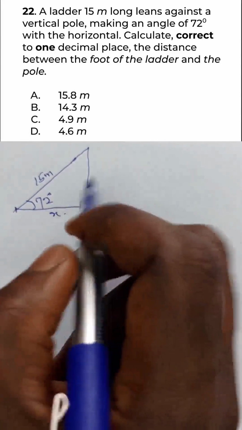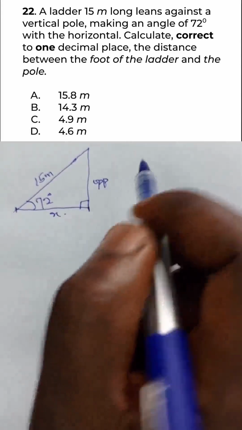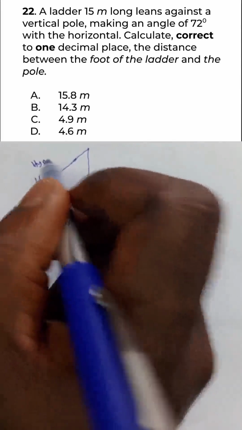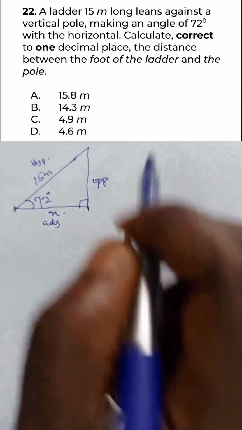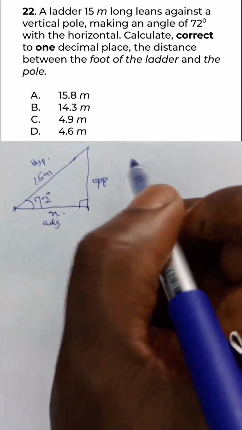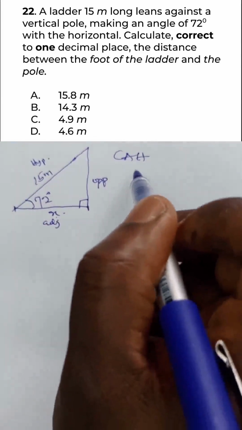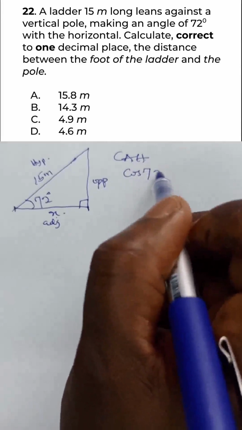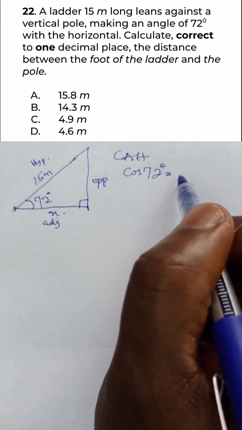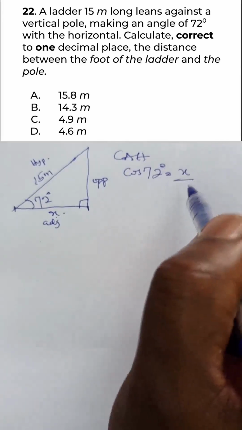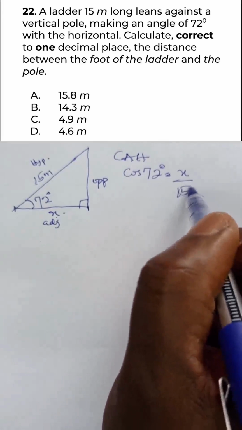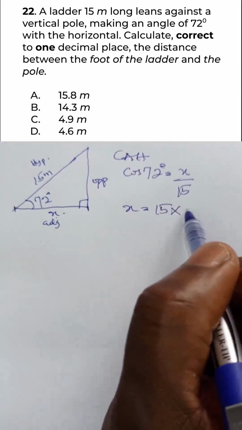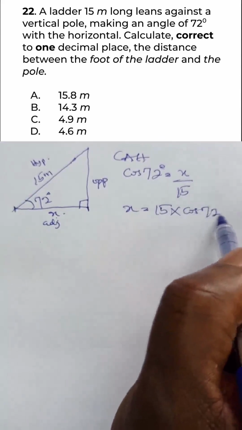And here now we can see that this is the opposite side, and this is the adjacent, and here is the hypotenuse. Remember, from trigonometry, the ratio between the adjacent and hypotenuse, that is CAH, which means cos is equal to adjacent over hypotenuse. From here now you can say cos 72 degree is equal to adjacent. What is our adjacent? That is x over what is the hypotenuse? That is 15. And here x is equal to 15 multiplied by cos 72 degree.